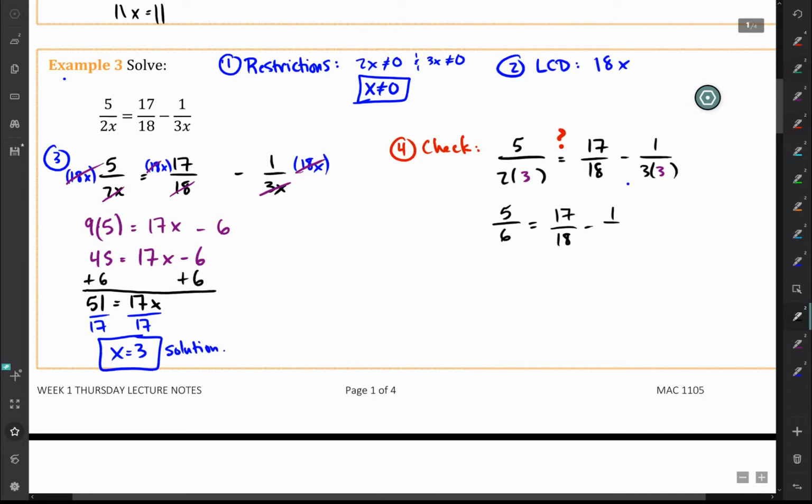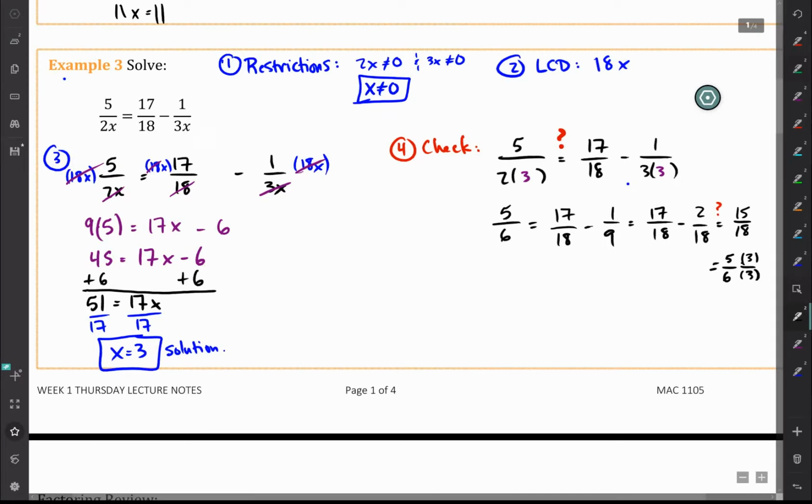Or another way to write that would be 17 over 18 minus 2/18, and that would give me 15/18. Okay, so the question is 5/6 equal to 15/18? And the answer is yes, because I could write this as 5 over 6 times 3 over 3. Right? You can factor out a 3 out of the top and bottom, and 3 over 3 is 1, so you get 5/6 equals 5/6. So that is true.